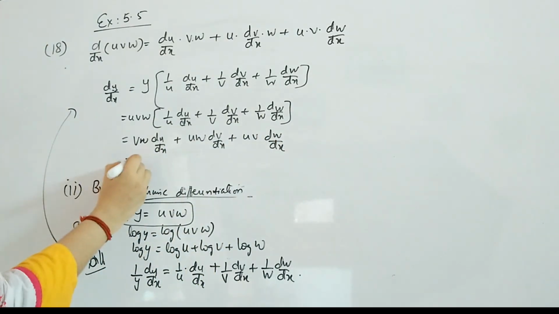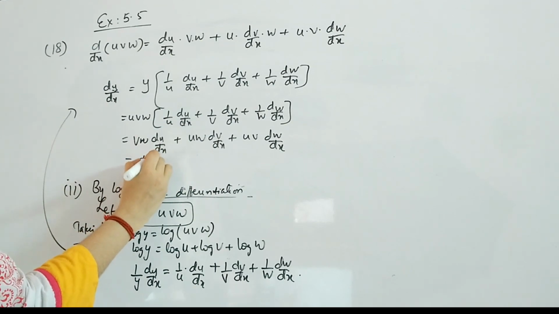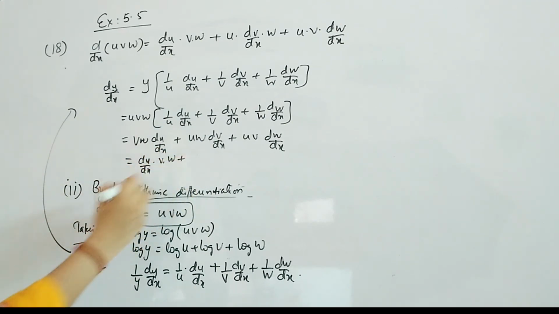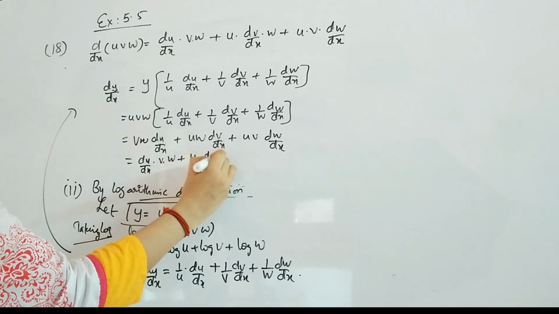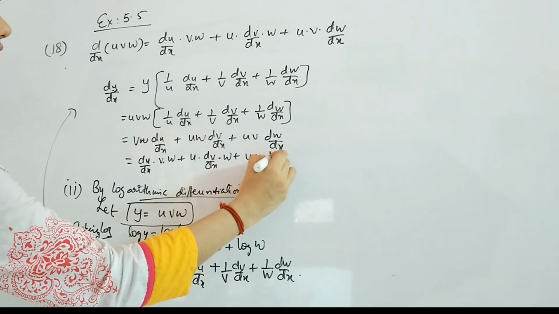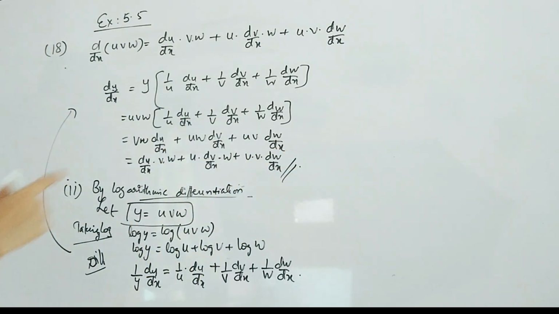So this is what you need to get. You will just write in the order. That is, first you will write du by dx, first function's derivative, into second function into third function, plus first function into derivative of second into third function, plus first function into second function into derivative of third. Okay. So both methods give the same answer, the first one as well as the second one. That is what we need to do here.